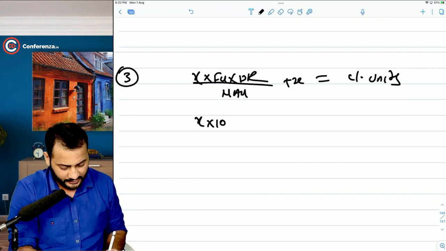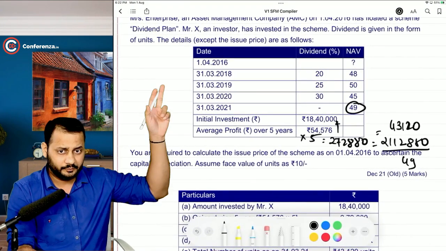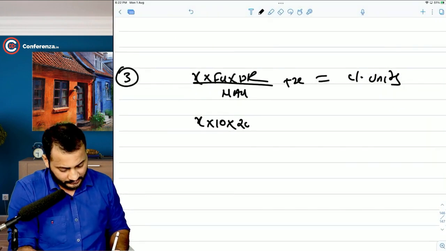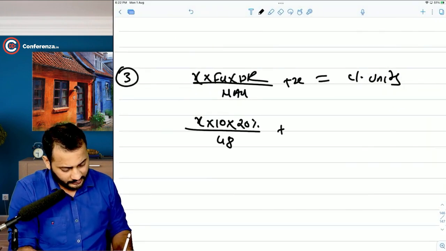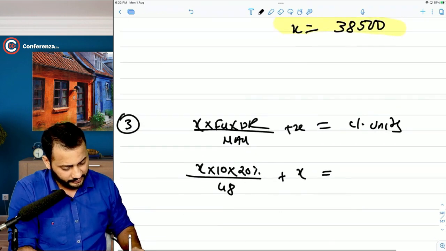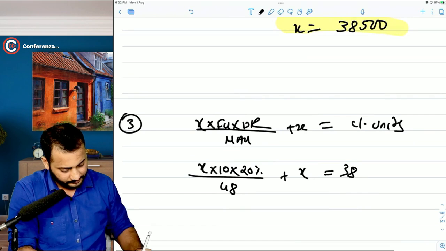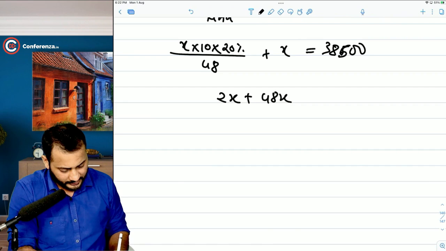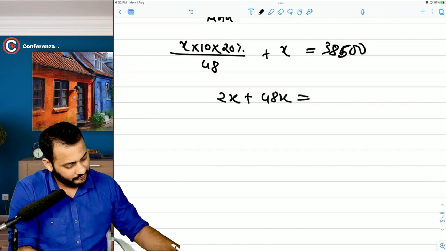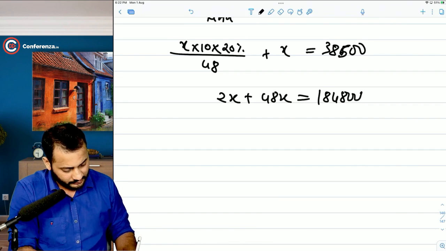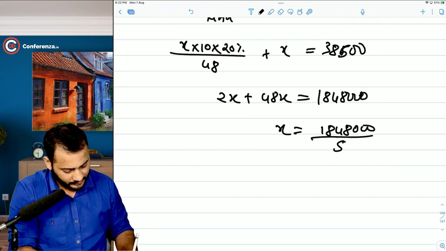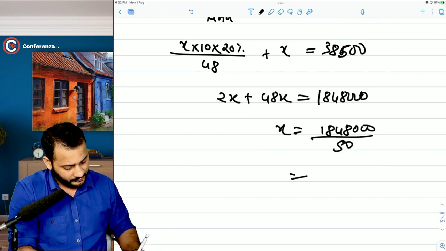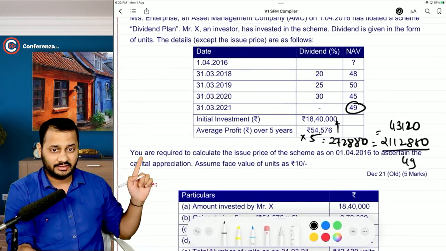Start. X into 10 is the face value, dividend rate 20% and NAV 48, plus X is equal to, how much is the closing units? 38,500. Let's do it. 2x plus 48x is equal to 38,500 into 48. That is 18,48,000. So X is equal to 18,48,000 divided by 50, which is 36,960. What was the question asking us? The question was asking us the issue price.